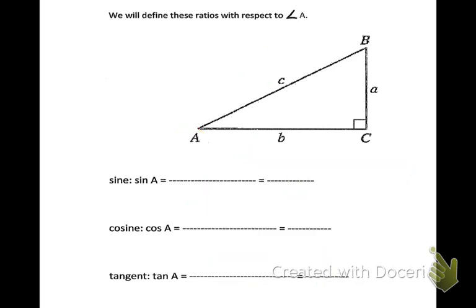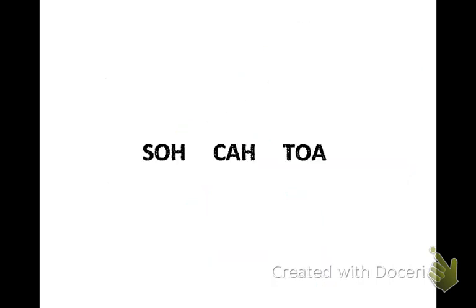Now to help you remember what the ratios are, there's a saying, SOHCAHTOA, right? Memorize this. You can write it at the top of your quiz or test, and that helps you remember what ratio goes with which function. SOHCAHTOA: sine is opposite over hypotenuse, cosine is the adjacent over the hypotenuse, and tangent is the opposite over the adjacent.